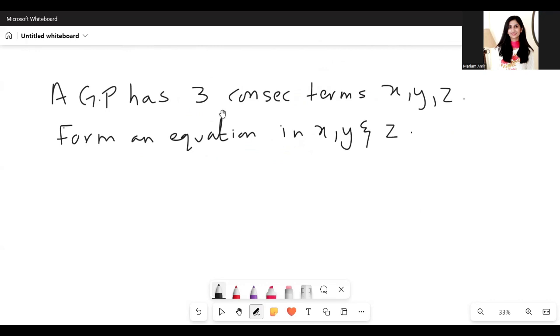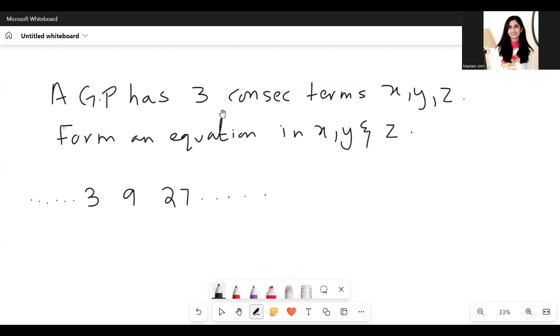Okay. So let's look at an example of a GP. Let's say there's a GP and one of its terms is 3. Then the next term is 9. And the next term is 27. And there's more before 3 and after 27. So three consecutive terms of a GP are 3, 9, and 27. And you have to connect these three numbers through an equation.